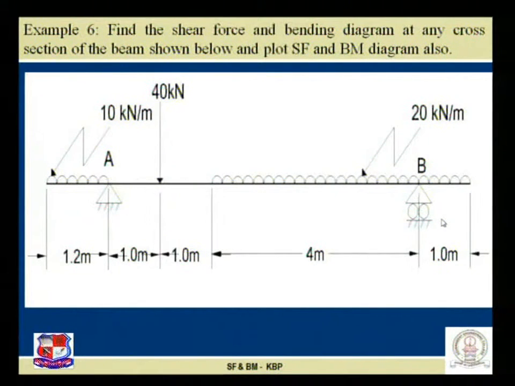The given beam is a two-way overhanging beam. Refer, 1.2 meter is the left projection subjected to 10 kN per meter UDL. Then this is the point load at 1 meter distance, and for the total 5 meter length, 20 kilonewton per meter uniformly distributed load is acting.